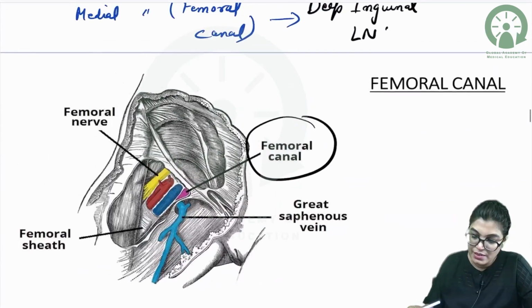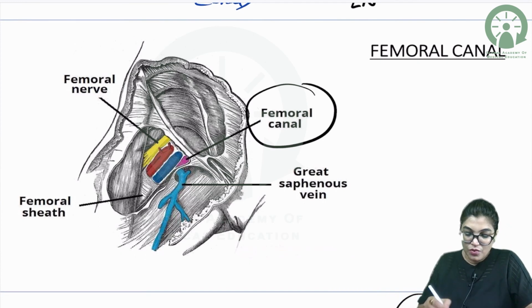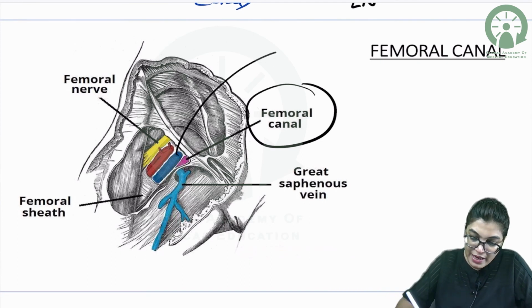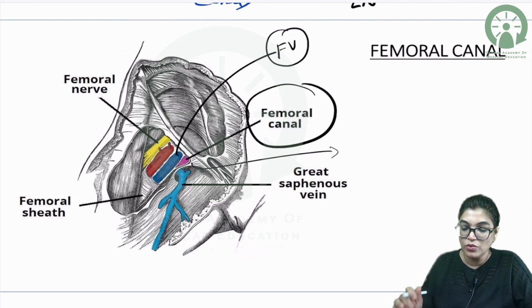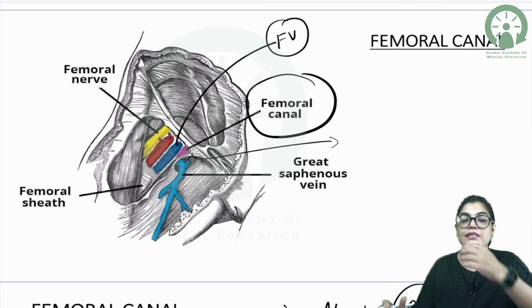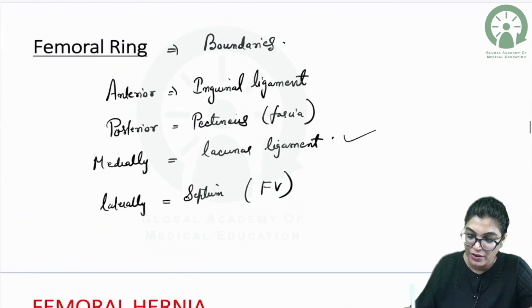So if you see this femoral canal, if the incision is given laterally, which structure is injured? That is the femoral vein. So it is not given laterally, it is given medially, and we know that medially the femoral ring is having which structure? Lacunar ligament. Just see here. So medially there is the lacunar ligament.